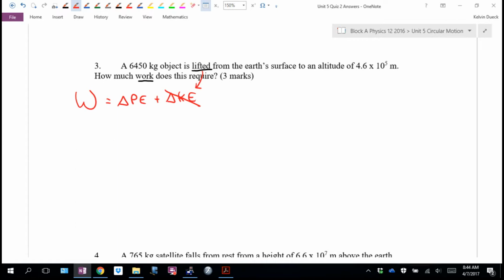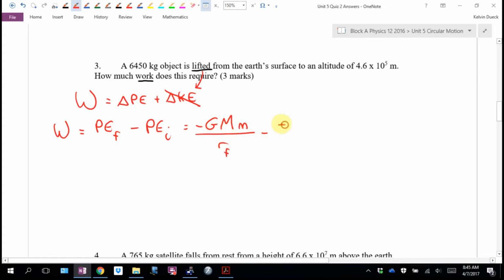You want to figure out how much fuel to stay in orbit? That's a whole other situation. How much energy are we going to need? Well, work is going to be potential energy final minus potential energy initial, because it's change in anything. It's going to be negative big G, big M, little m over R final minus negative big G, big M, little m over R initial.